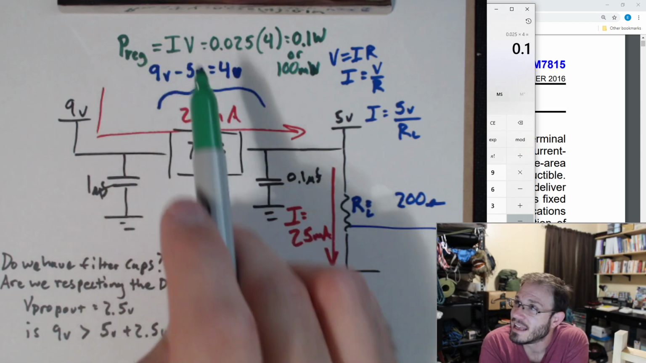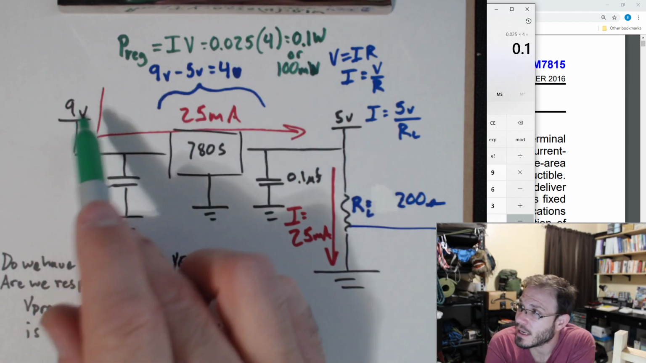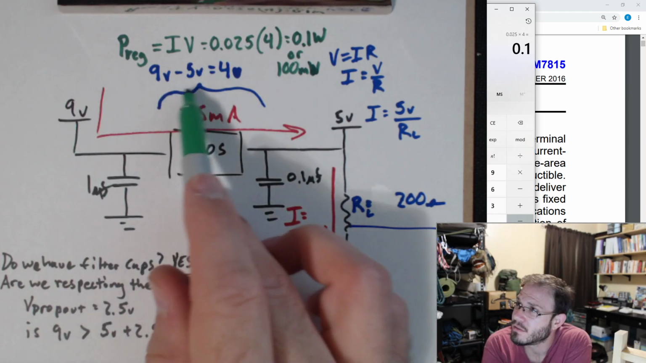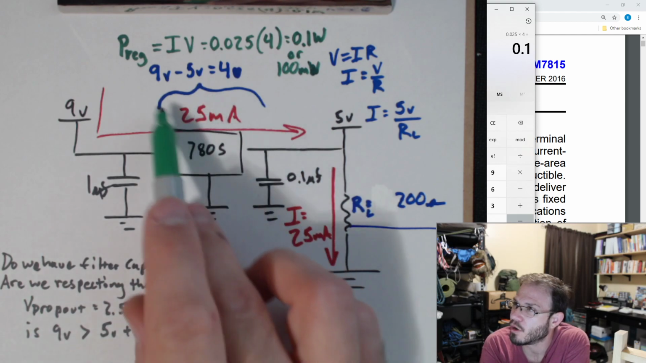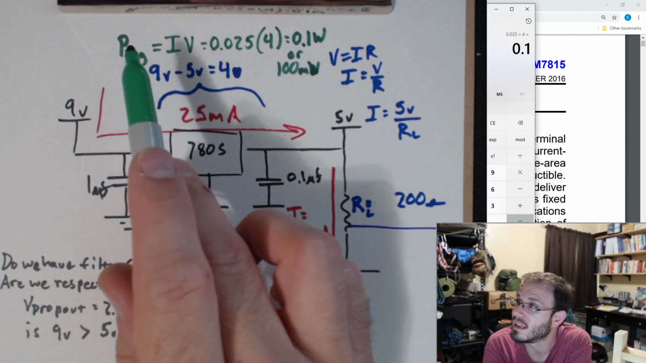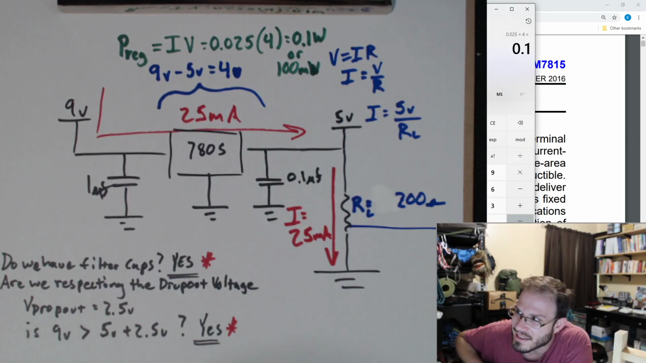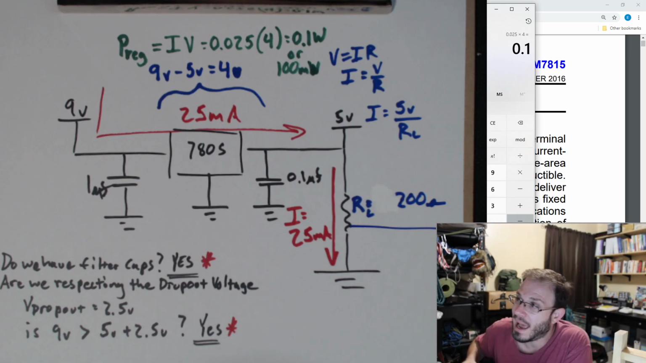Okay, so you can see if this current goes up, obviously we're going to get more power being dissipated by the regulator. Similarly, even if the current stayed the same, if I increase this voltage, I'm going to develop more of a voltage drop across my 7805. Hence, I will also get more power dissipated. So there's 2 ways that I can increase the power being dissipated by this regulator.